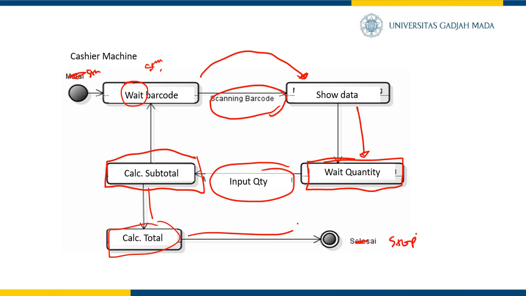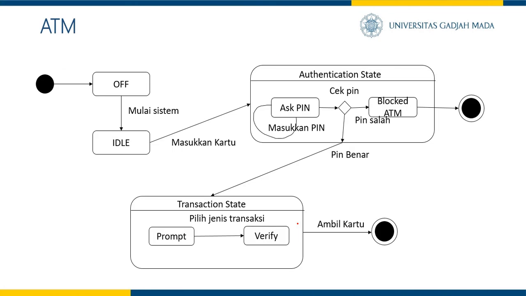Let's go to the next example. We have an ATM machine example here. As you see, I have one start state, but I can have more than one. So this is 1 and 2. We have 2 stop states here because we have several ways to stop or to end this process.